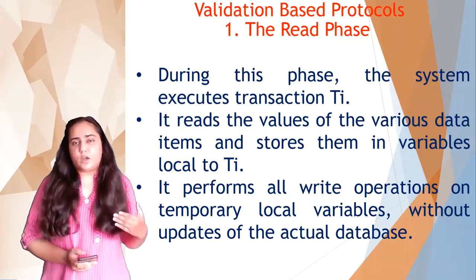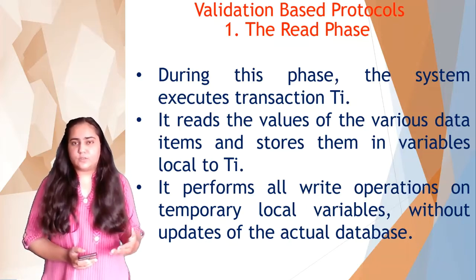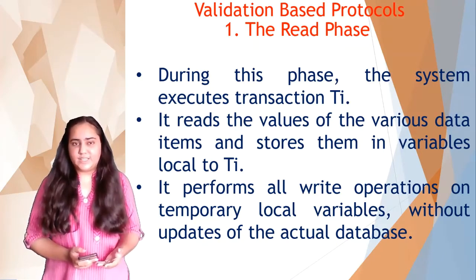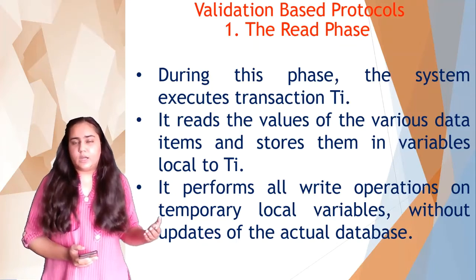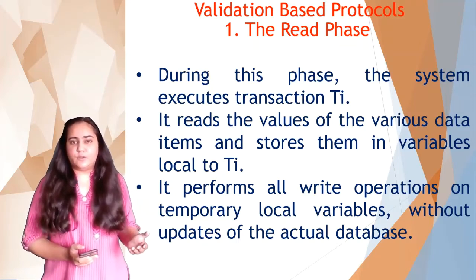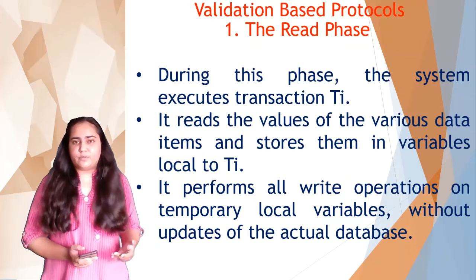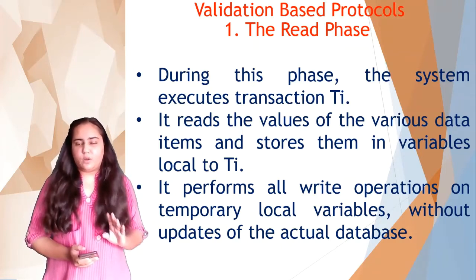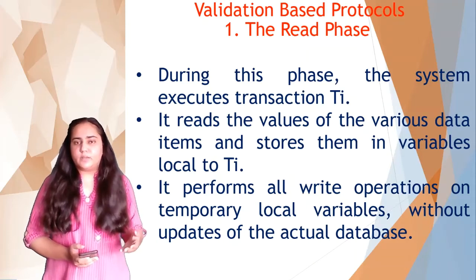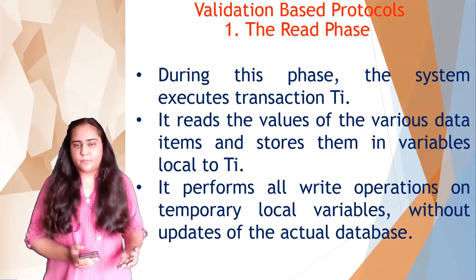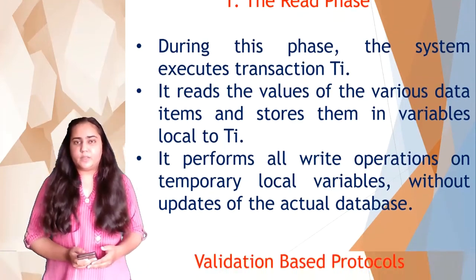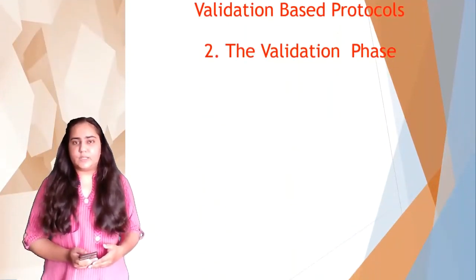It is known as an optimistic concurrency control scheme because the transaction is already hopeful that whatever it is writing is definitely going to get updated and is definitely going to work. So even before performing any of the tests, the transaction simply performs all its write operations, but on temporary local variables. And then there are some tests performed. That brings us to the next phase.